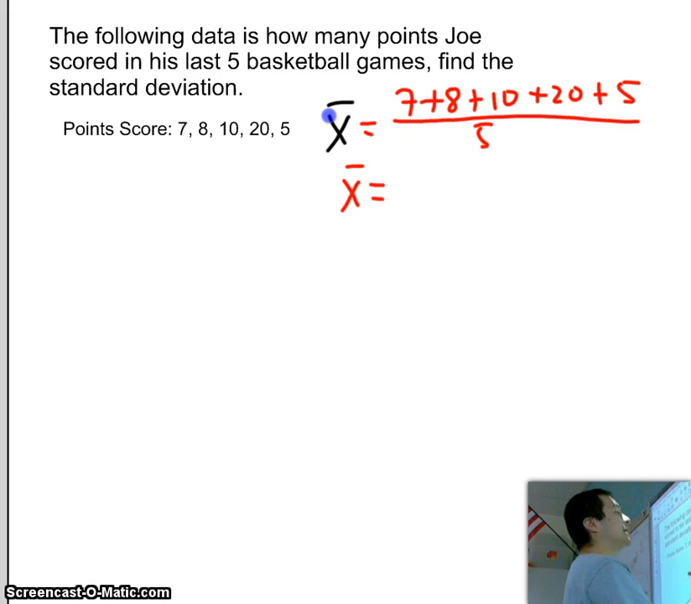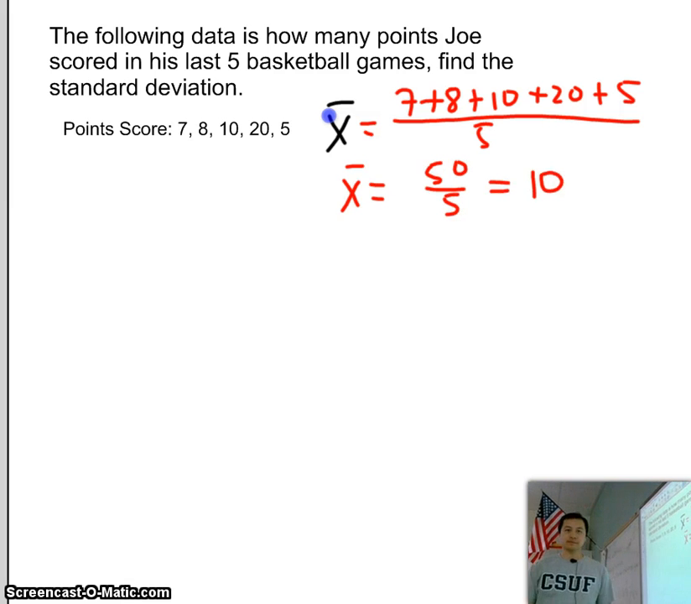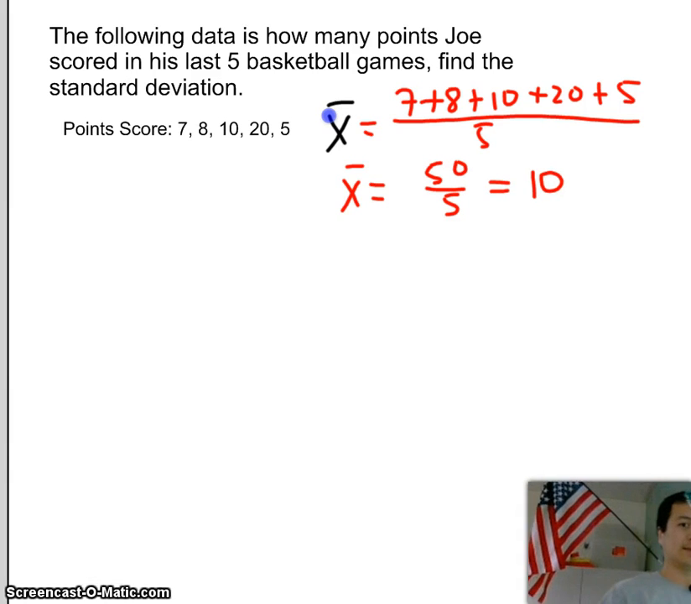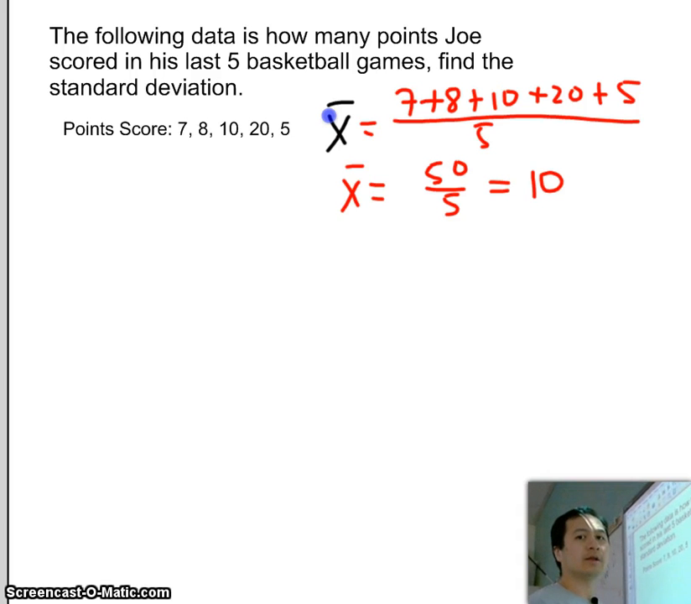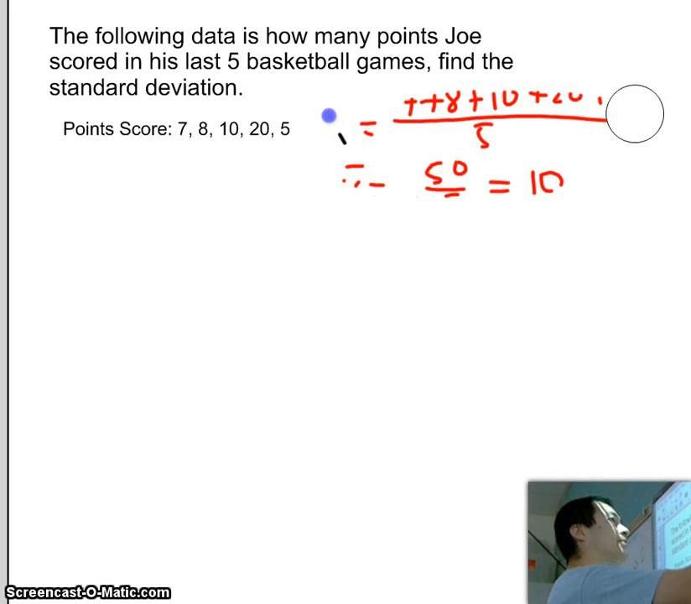That means the mean is 7 plus 8 plus 10 plus 20 plus 5. 7, 15, 25, 45, 50. It looks like 50 over 5. That means the mean is 10. Everyone got that? Can I erase it? Double check it. 15, 25, 45, 50. It looks good. The mean is 10. Let's write that down.